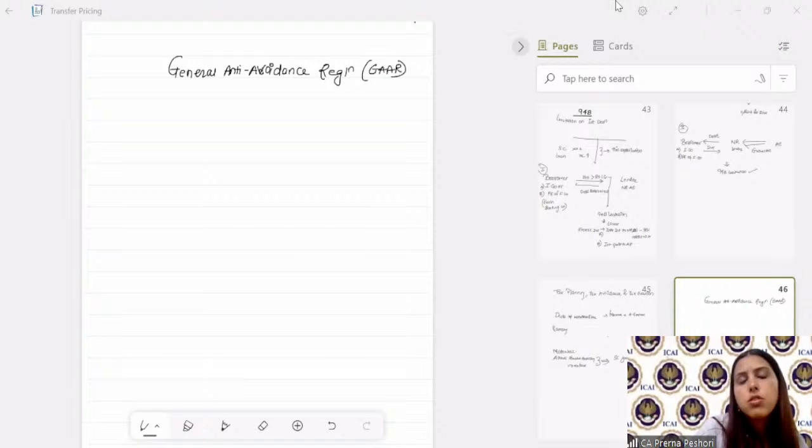Now, what is General Anti-Avoidance Regulation? Let's try and understand. Is it towards tax planning, or is it towards tax avoidance or tax evasion? As I said, tax evasion, understand one thing, it is illegal. So there was no need of having the GAR for that.